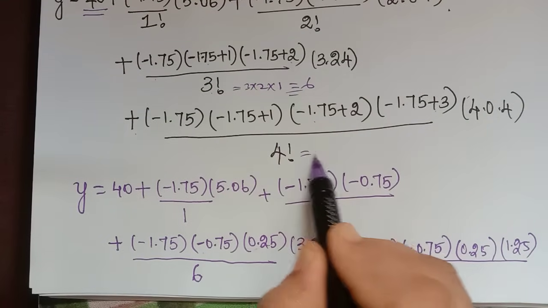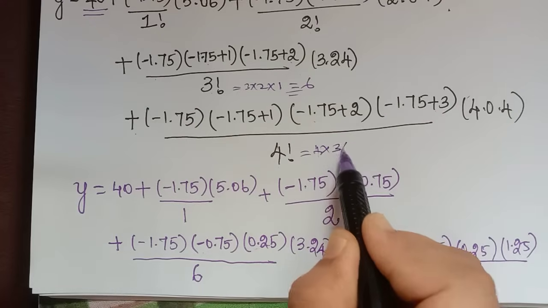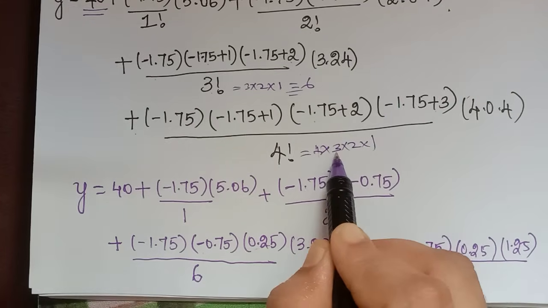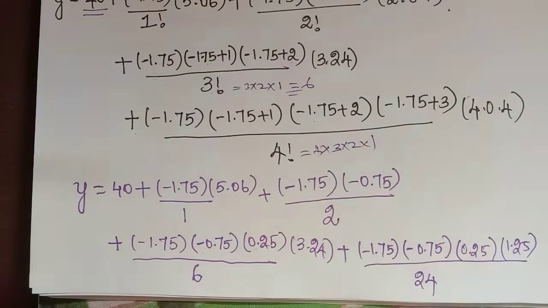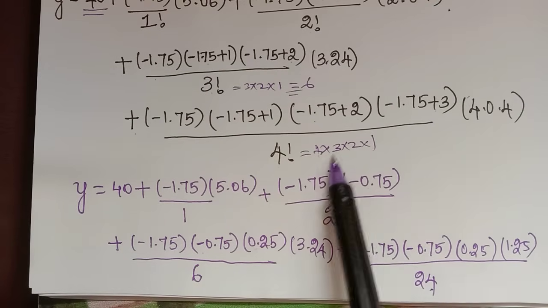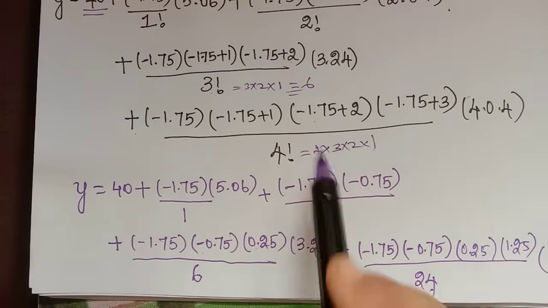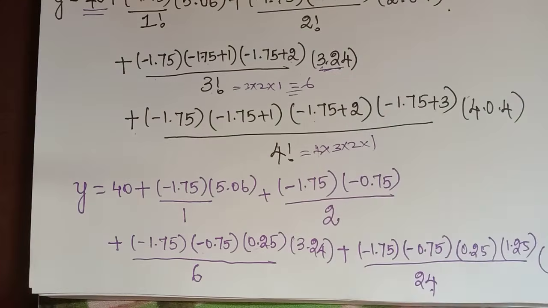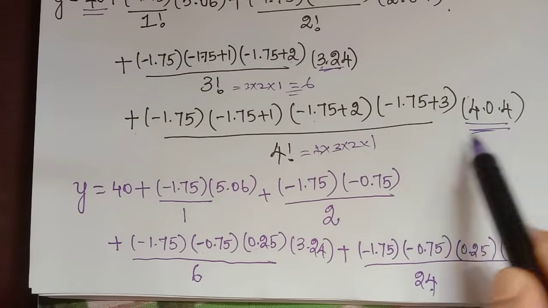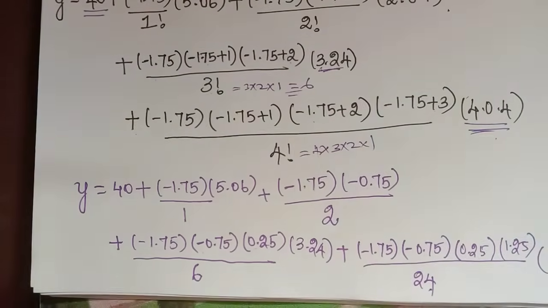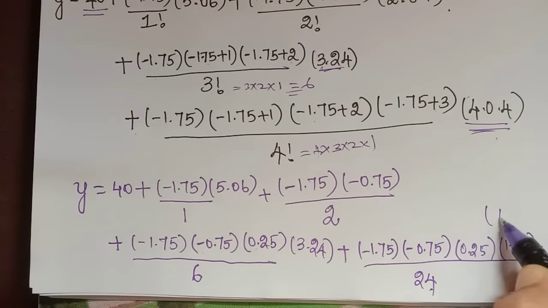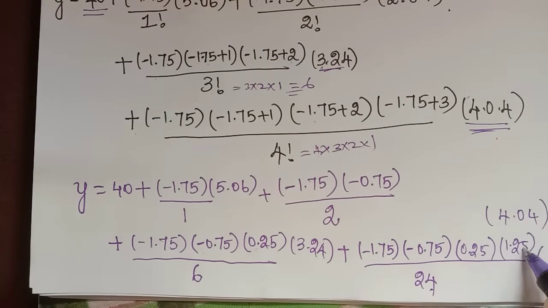Also we can see it like this. 4 factorial is 4 into 3 into 2 into 1. 4 3 times is 12. 12 2 times is 24, which is 24. Okay, if you are not able to do it like this, better do it in the calculator. And this whole thing has to be multiplied with this value. So this value 4.04, because we are calculating this term. So I am writing that here. Okay, so 4.04.